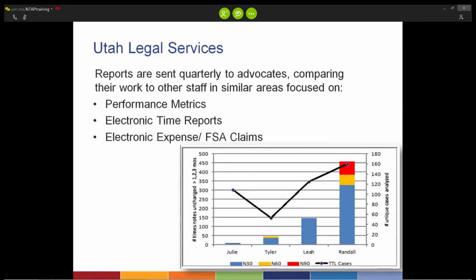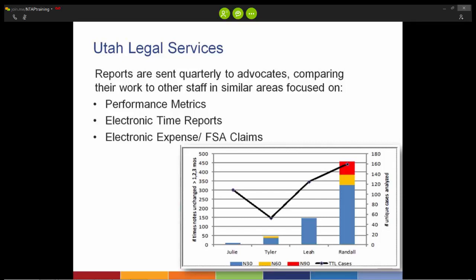And they actually provide these kind of numbers and metrics quarterly to allow staff members to see how they compare to other folks. And you'll notice on the side here, this is the number of times that notes have been unchanged. So open cases have been unchanged for more than 1, 2, or 3 months. And you can see, for instance, Randall here seems to be somewhat challenged in either getting his cases closed in the system or getting his notes updated.